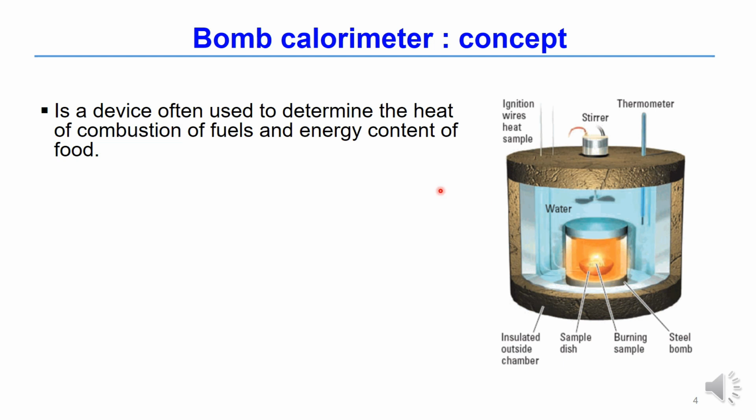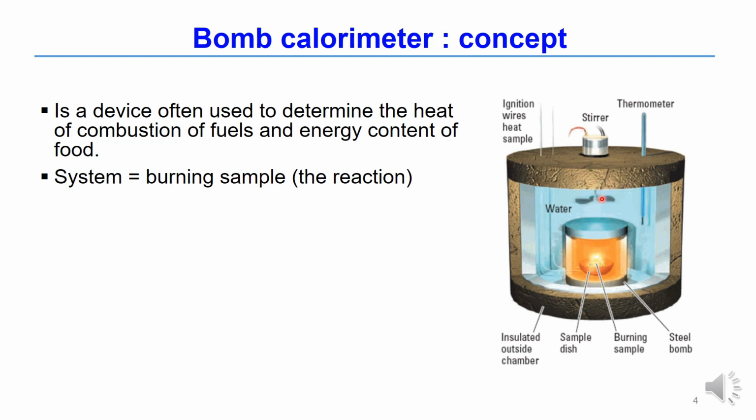A bomb calorimeter is a device often used to determine the heat of combustion of fuels and the energy content of food. As you can see in the previous slide, the simple calorimeter is used in the neutralization process since it involves a solution, but this bomb calorimeter involves the heat of combustion. It involves gas. So the system is the burning sample.